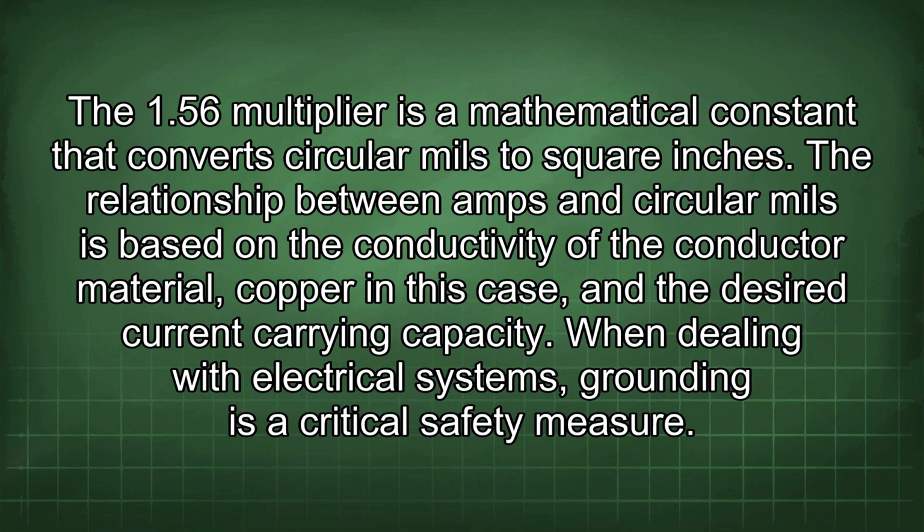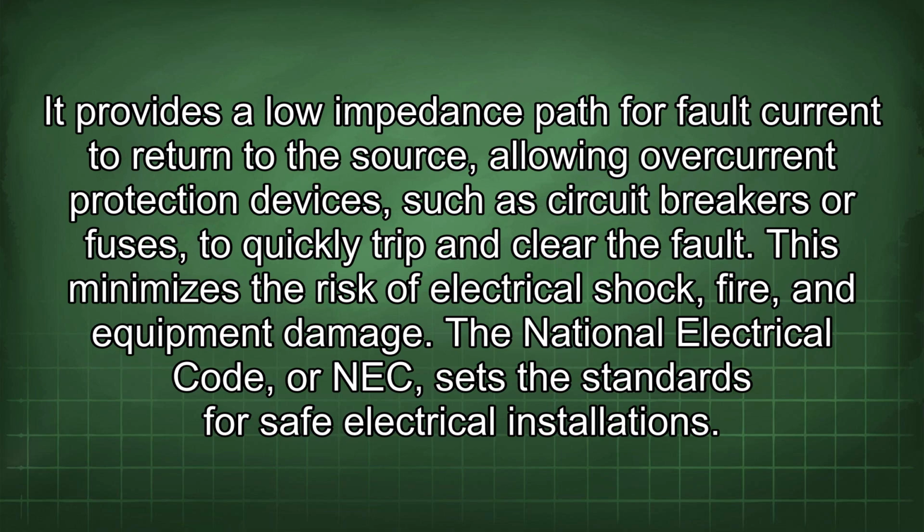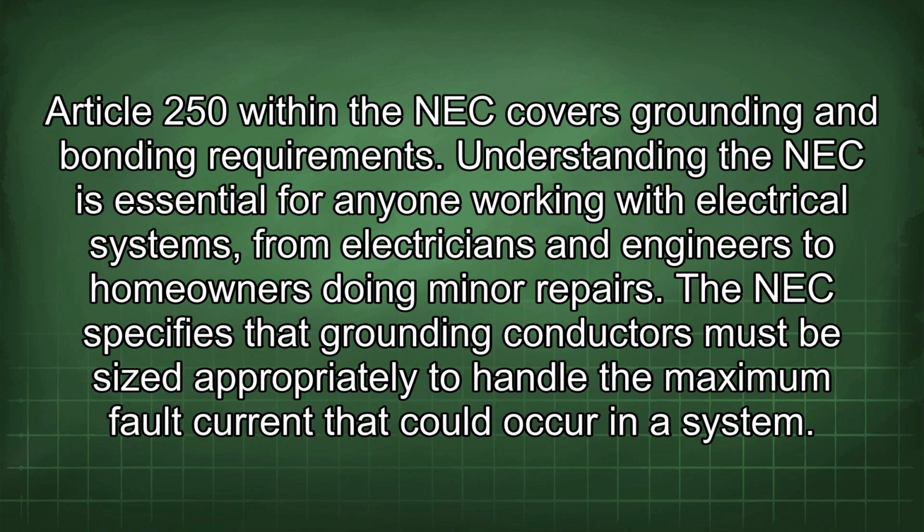When dealing with electrical systems, grounding is a critical safety measure. It provides a low impedance path for fault current to return to the source, allowing overcurrent protection devices, such as circuit breakers or fuses, to quickly trip and clear the fault. This minimizes the risk of electrical shock, fire, and equipment damage. The National Electrical Code, or NEC, sets the standards for safe electrical installations. Article 250 within the NEC covers grounding and bonding requirements.